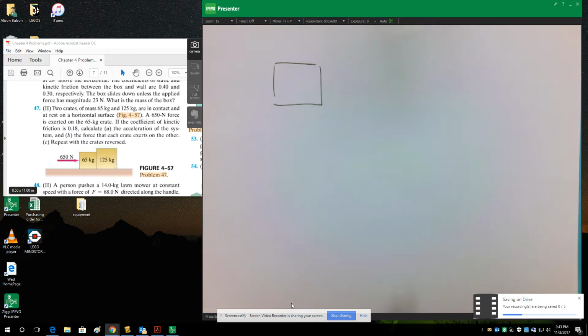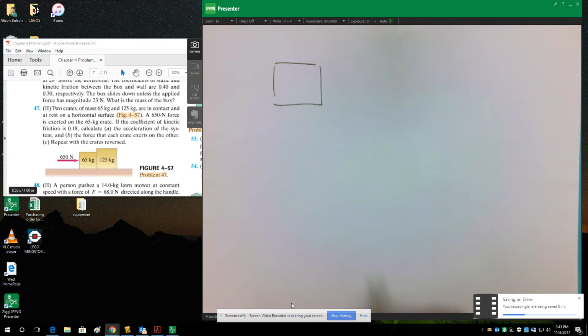Two crates of mass 65 kilograms and 125 kilograms are in contact and at rest on a horizontal surface. A 650 Newton force is exerted on the 65 kilogram crate. If the coefficient of kinetic friction is 0.18, calculate the acceleration of the system and the force that each crate exerts on the other, then repeat with the crates reversed.